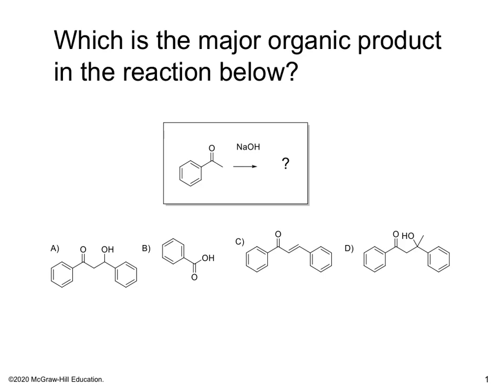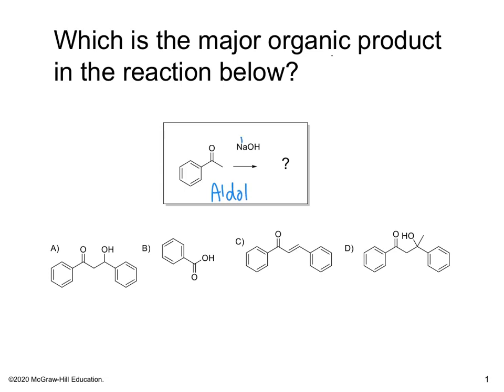Welcome to chapter 23, amines, and then we'll finish up with the amino acids classification in chapter 27. This question: what is the major organic product in the reaction below? So this was a review. This is the aldol reaction.